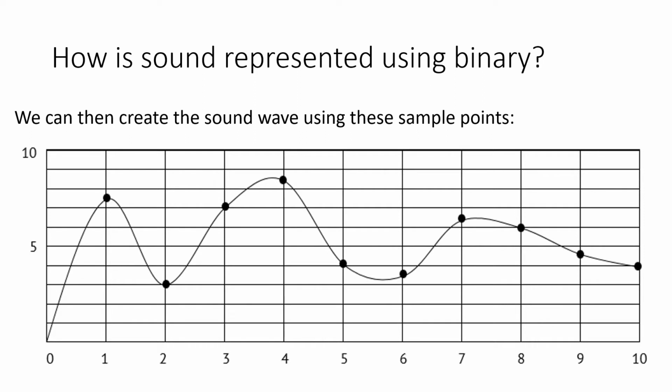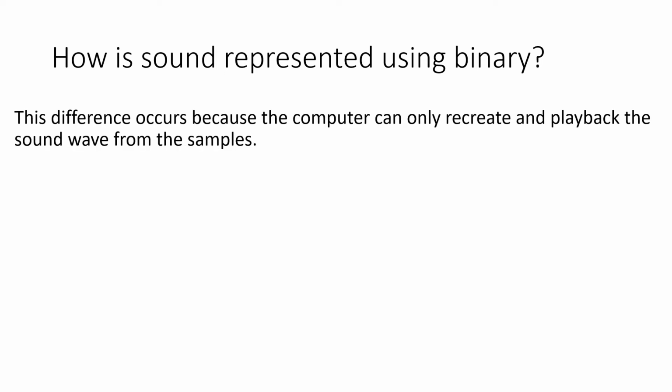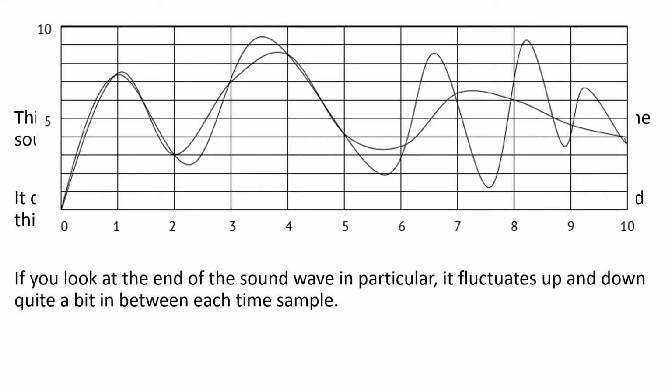But if we overlay the original sound with this one that we've recreated, there's a big difference. Starts off well enough, but then they start to not match anymore. So that sound's not going to be exactly the same as the original, because it's only using the samples to recreate that. And the time that that sound was being played between those samples, it has no idea about. It's got to fill in the blanks. Look at the end of the sound wave. Really lost it there from time interval 6 onwards.